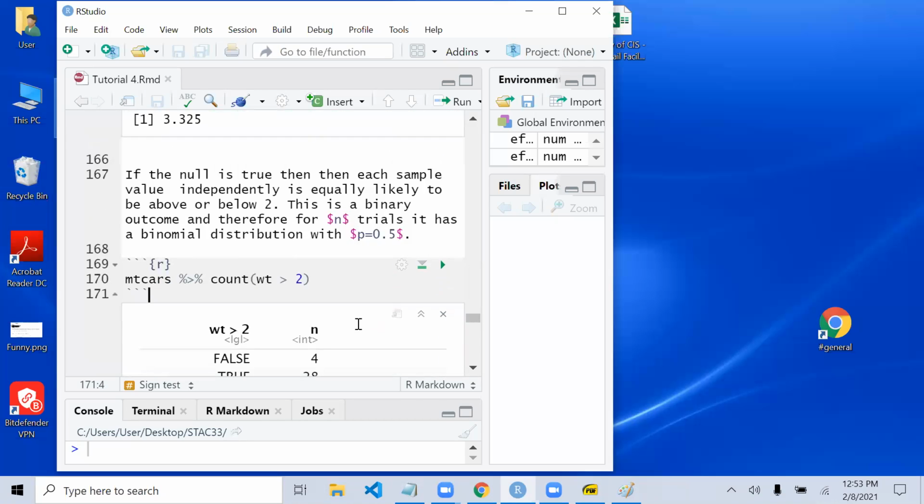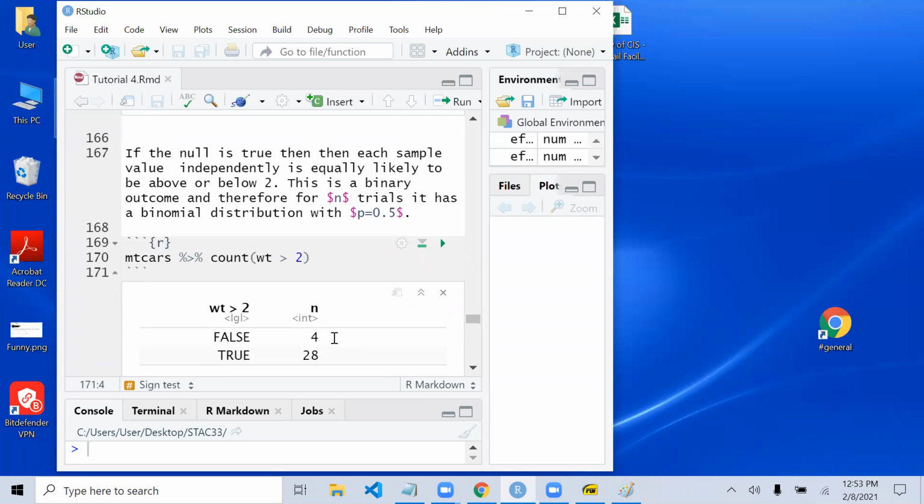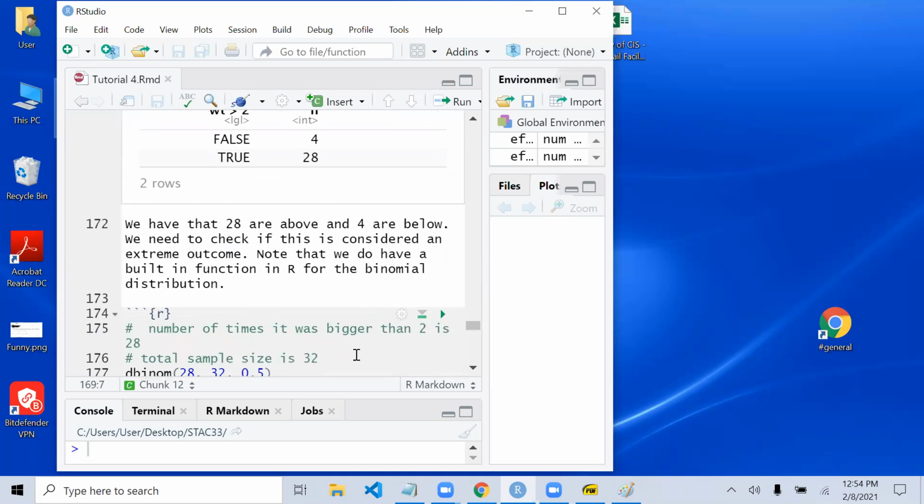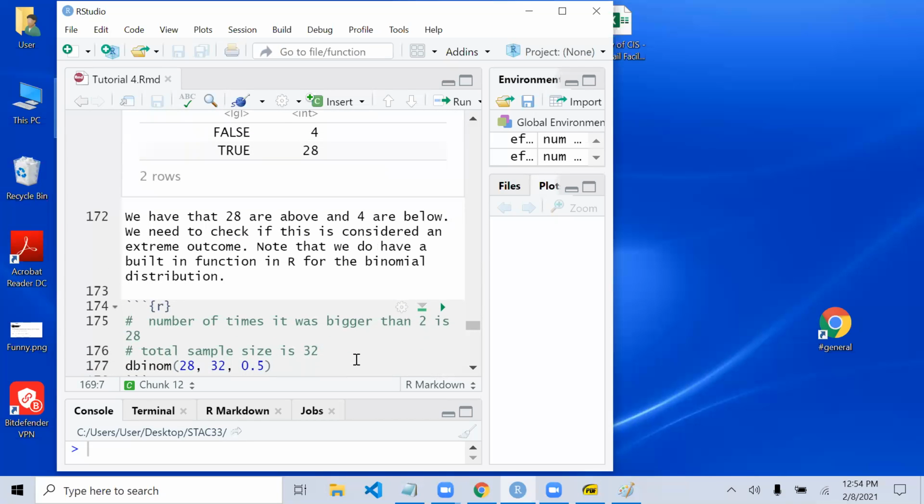So let's put this into context. I'm going to count how many observations are bigger than the median of 2 for the weight of the car. I have 28 out of 32 observations with a weight bigger than 2, and 2 is the median that I've hypothesized. I'm going to put this into R because I know it's binomial. The first thing you feed into the binomial density is the number of trials where your value was bigger than 2, which is 28, then the sample size, which is 32, and then P equal to 0.5.